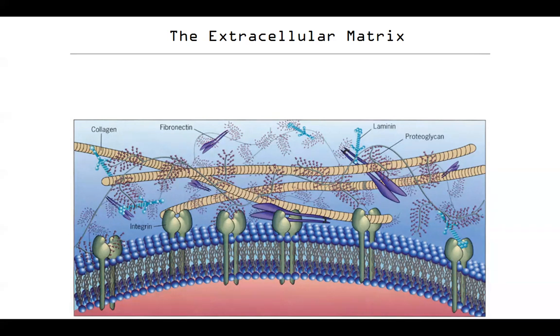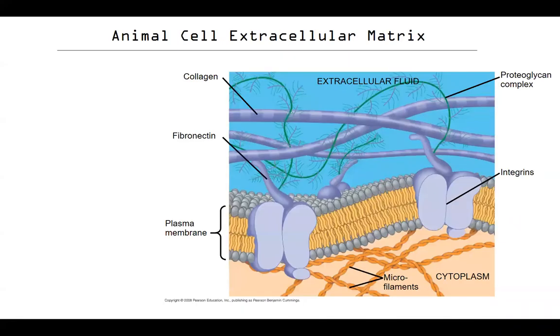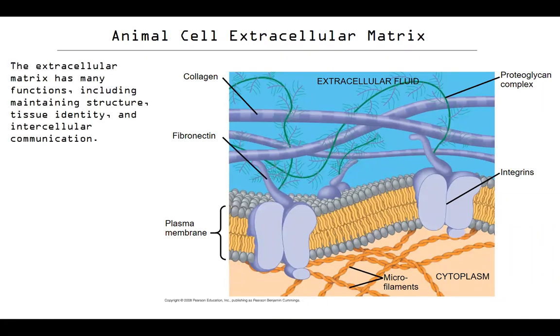So here we can get a pretty good image of the complexity of the extracellular matrix, but let's break it down and start getting to know some of the components. So the extracellular matrix, which we are specifically talking about now in animal cells, has many functions. This includes maintaining the structure of the cell. It also includes giving the tissues different identities and keeping them distinct, as well as intercellular communication.